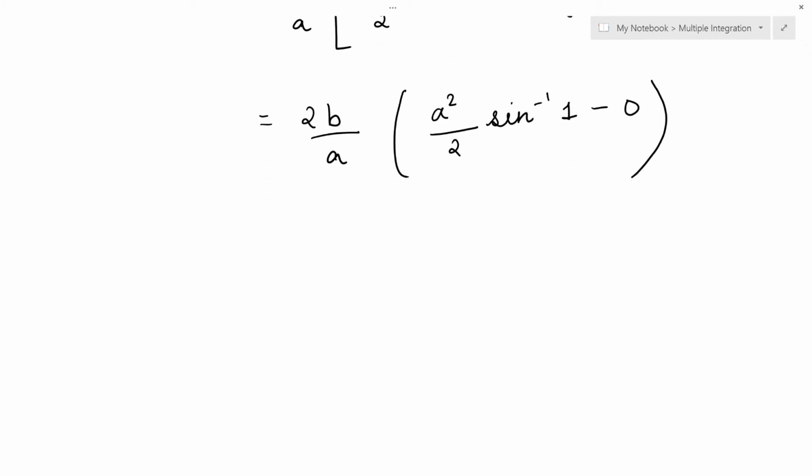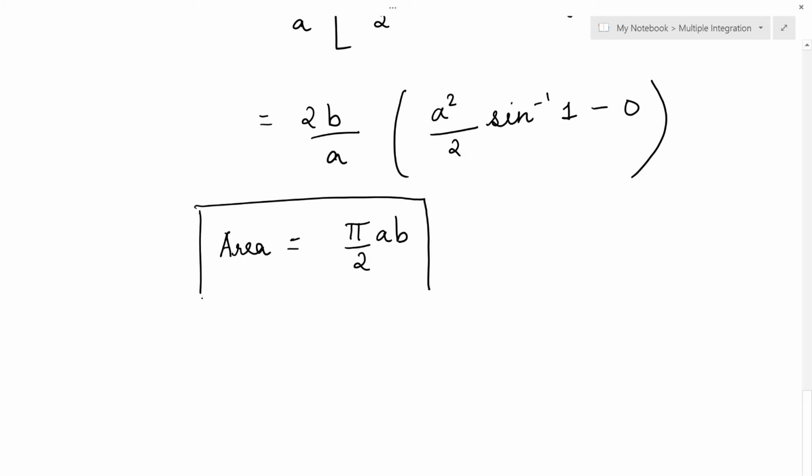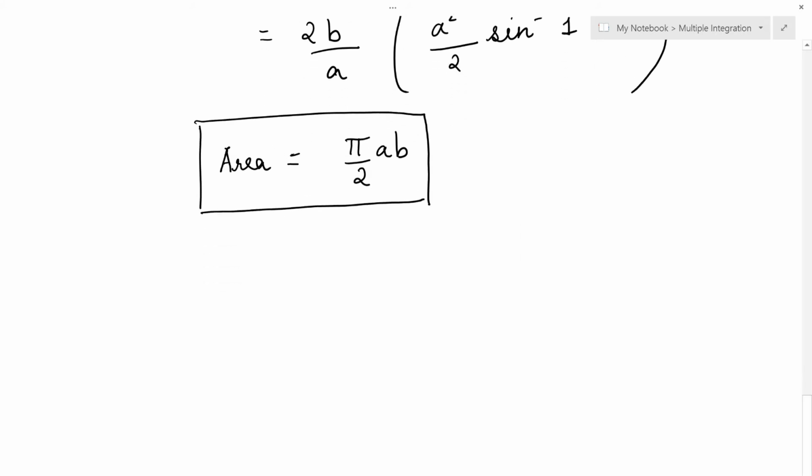Okay, so this 2 will get cancelled, the a will get cancelled, and sine inverse 1, we know, is pi by 2. So pi by 2 a into b. So this is my area. Final area of the ellipse bounded by the equation above the x-axis is pi by 2 a into b.